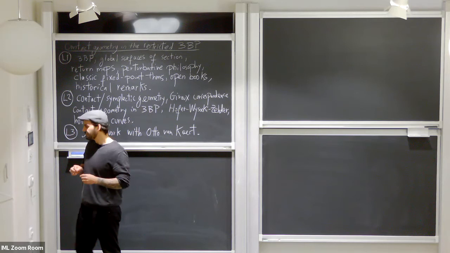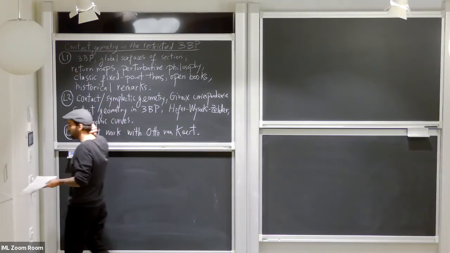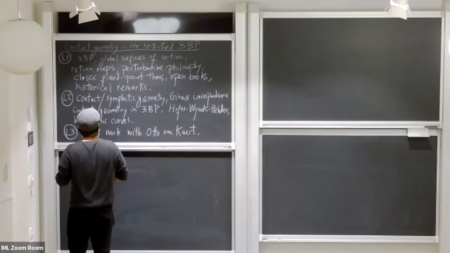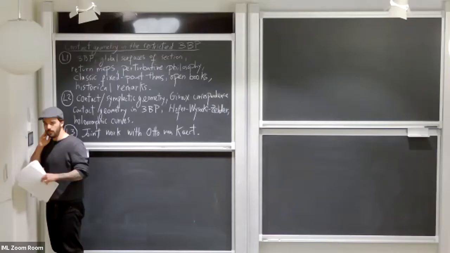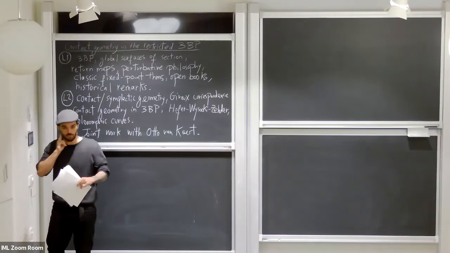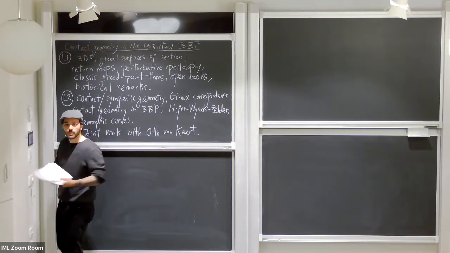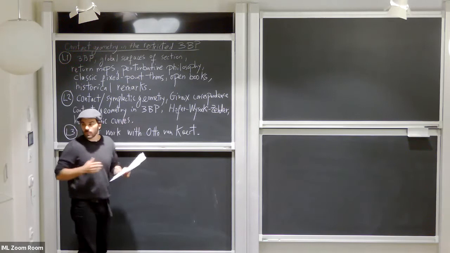So the first lecture, I already wrote down here the rough sketch. The first lecture is going to be introductory and mostly historical in some sense, and try to introduce the problem and the basic notions that have come up throughout the history of the problem. The second lecture is going to be more on the contact and symplectic geometrical aspects of it. I'm going to introduce the basics. I'm not going to assume that anyone knows what a symplectic manifold is at all.